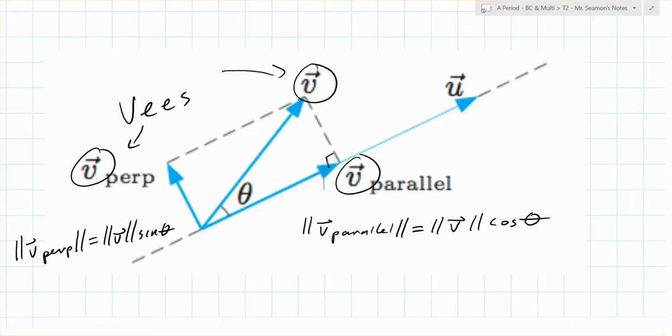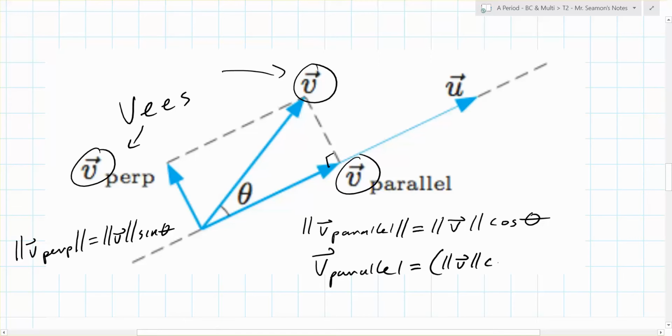So if we want to go in this direction with this magnitude, we can pretty nicely find out what v parallel is. Not the magnitude. The magnitude needs to be this, right? But that's a scalar, right? What direction do we need to go in?